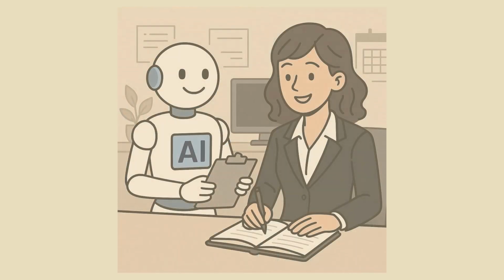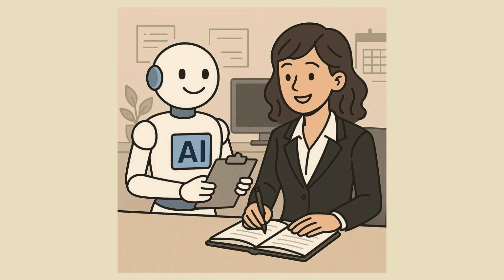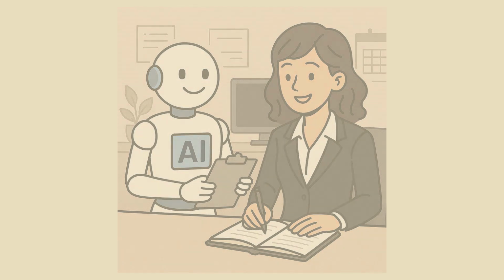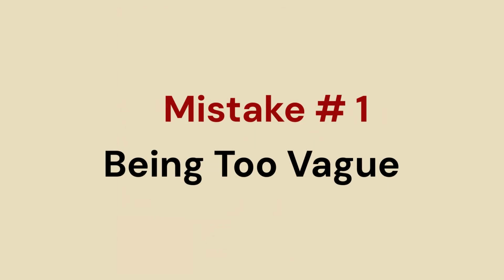Think of AI like a helpful assistant with zero initiative. It does exactly what you say, nothing more, nothing less. So, what are the most common prompt mistakes? Number 1, being too vague.